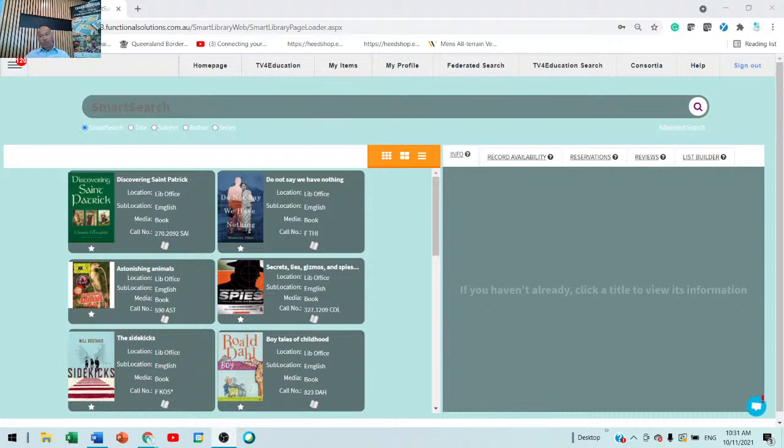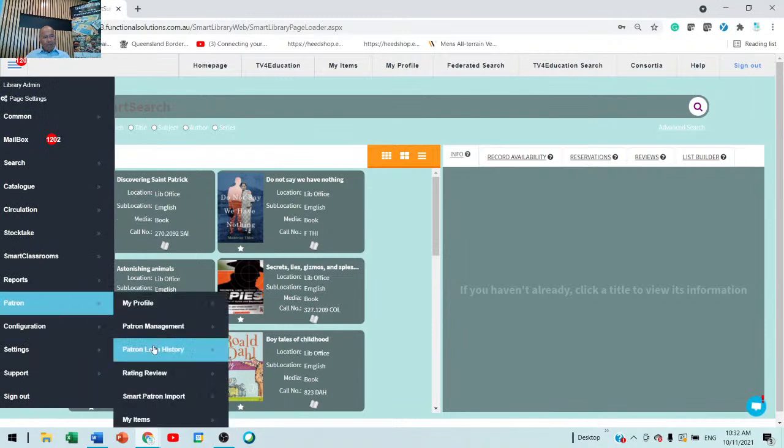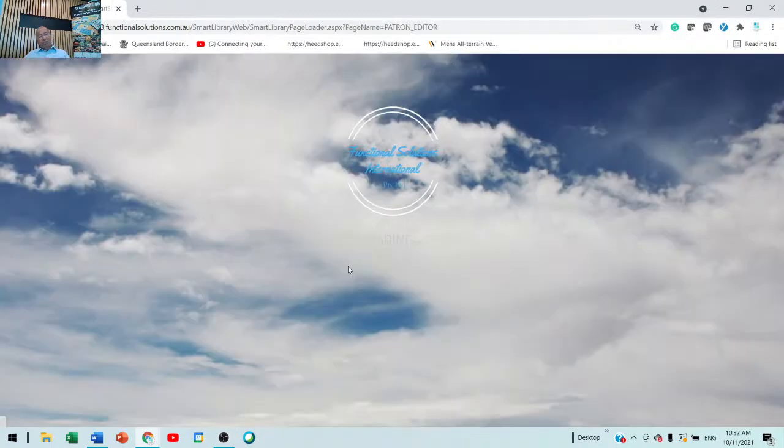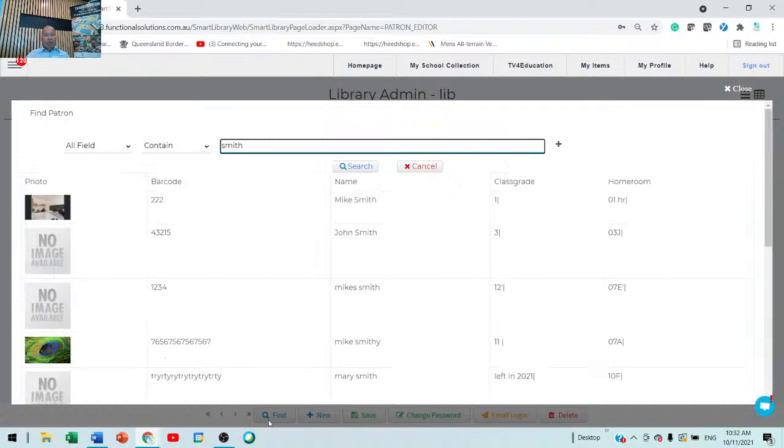Okay, so to do anything with administration, you need to be logged in. So you can see I am already signed in. Okay. And we're going to be talking about security. So we'll deal with the patron security first. So let's have a look at a patron. To have a look at a patron, I'm going to go to menu, then patron and patron management. It's going to bring up my record. So I'm going to go find and bring up someone else's record, SMITH Smith. We'll grab any Smith. So let's grab John Smith here.